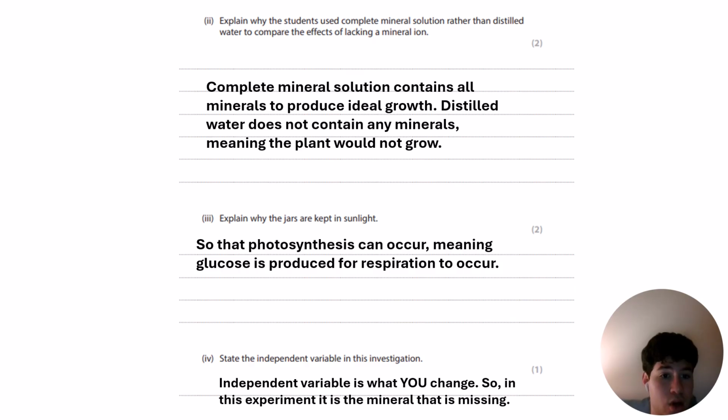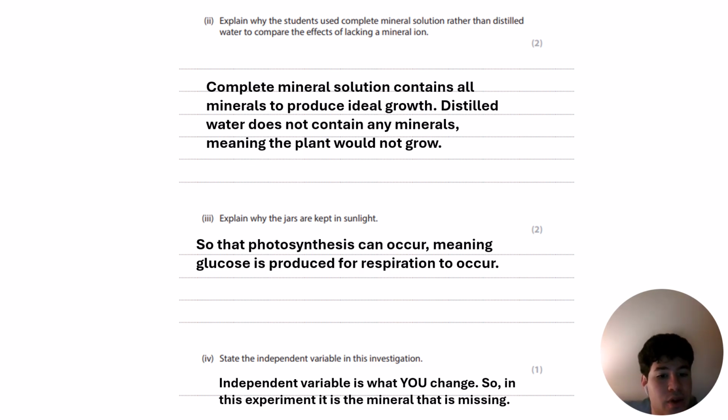Okay. Explain why the student used complete mineral solution rather than distilled water to compare the effects of lacking a mineral ion. Well, complete mineral solution contains all minerals to produce ideal growth. Distilled water does not contain any minerals, meaning the plant would not grow.